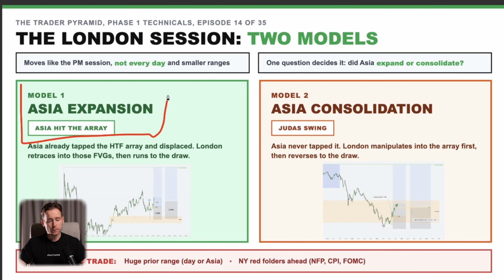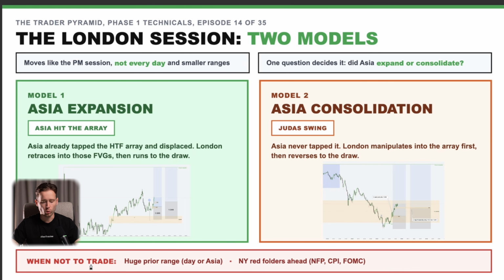Model 1 is Asian expansion, what you can use if Asian session already expanded, or when Asia consolidates, the classic Judas swing. But more on these models in a second. And an important rule when not to trade London is when there's a huge prior range. If Asia already moved hundreds of points, or if the previous day was like a massive move, London is not the highest probability. Or when there is big New York red folders coming up like NFP, CPI, or FOMC.